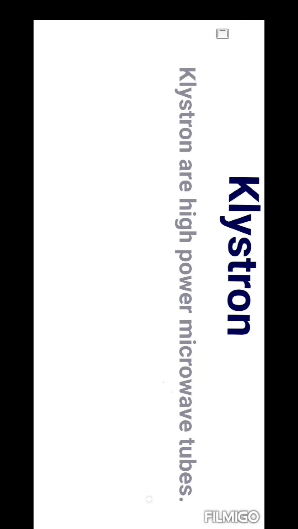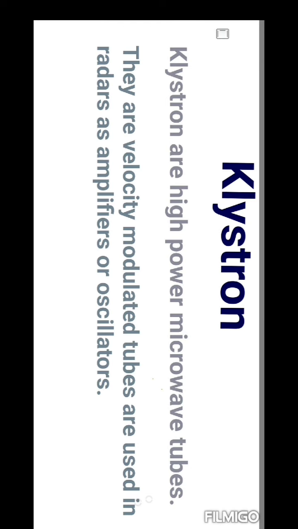In this video, we are going to learn about klystron. Klystrons are high-powered microwave tubes. They are velocity-modulated tubes used in radars as amplifiers or oscillators.